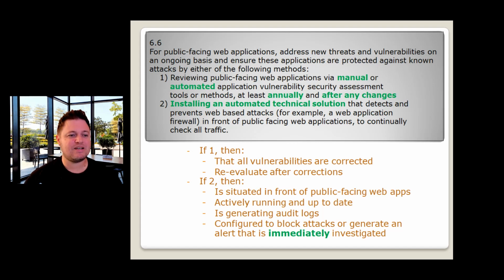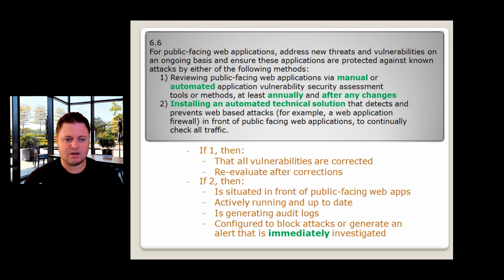Okay. Public-facing web applications address new threats and vulnerabilities on an ongoing basis, and ensure these applications are protected against known attacks by either of the following: reviewing public-facing web applications via manual or automated application vulnerability security assessment tools or methods, at least annually, again that word annually, and after any changes. Now you can install an automated technical solution that detects and prevents web-based attacks. For example, a web application firewall in front of the public-facing web applications to continually check all traffic.